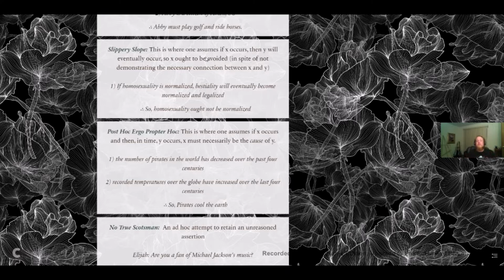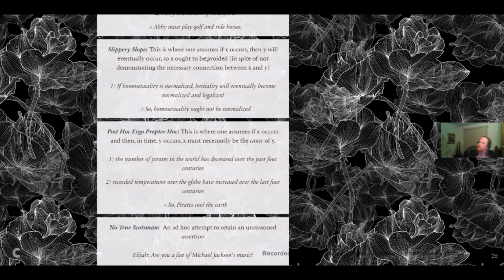And that's what the slippery slope fallacy is. Here's an argument I've heard before. So someone might say, if homosexuality is normalized, which was in the past considered a deviant behavior, if you look at DSM-2 in the history of psychology, it was considered a deviant behavior. It's not now, nor do I think it should be, but it has been considered that in the past. So someone says, if homosexuality is normalized, bestiality will eventually become normalized and legalized. So homosexuality ought not be normalized, because if that thing's allowed, then the other stuff will be allowed.